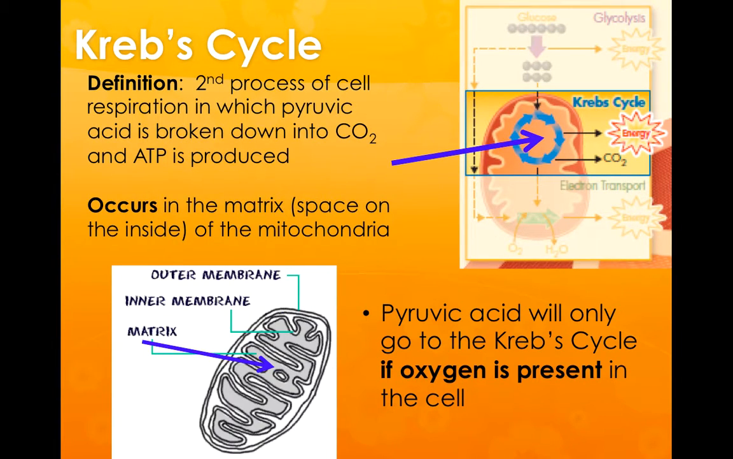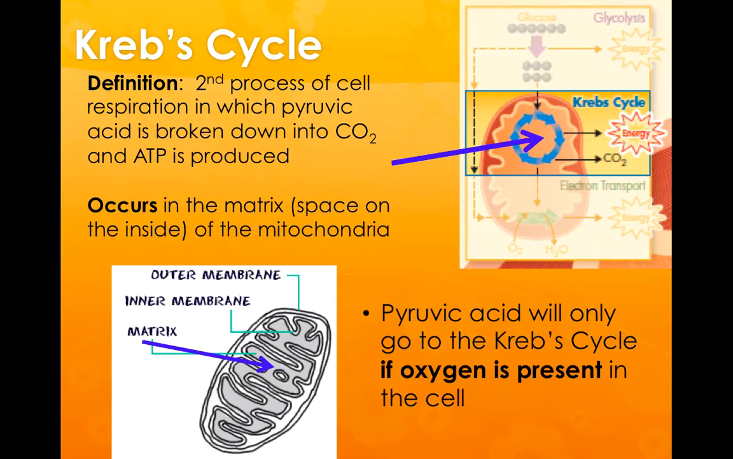Okay, so now that oxygen is present in the cell, glycolysis has finished, 2 pyruvic acid molecules have been created, a little bit of ATP has been created, but we need to continue the process to make more ATP. So the Krebs cycle is what comes next. It's the second process of cellular respiration in which pyruvic acid is broken down into carbon dioxide, and ATP is produced. More importantly, though, you'll see that NADH and FADH2, both electron carriers, are going to be produced in this process, and they're going to be sent to the electron transport chain to make a major output of energy.